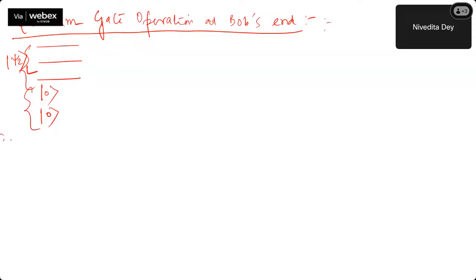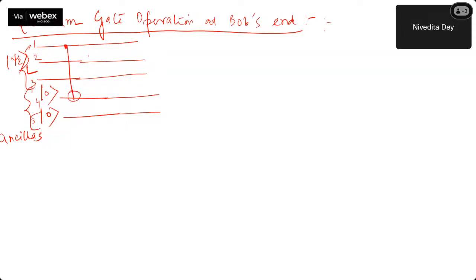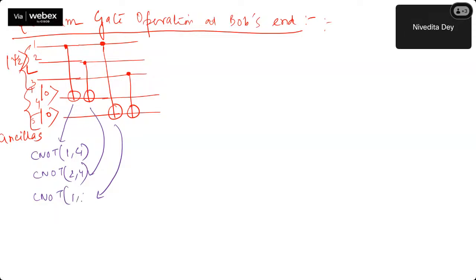And again, I am introducing 2 ancillas. Now see, it is qubits 1, 2, 3, 4, and 5. From 1 to 4, there will be a C naught. Then from 2 to 4, there will be a C naught. Then from 1 to 5, there will be a C naught, and from 3 to 5, another C naught. Let me write it down in some other color. So it is basically C naught 1 to 4, C naught 2 to 4, C naught 1 to 5, and C naught 3 to 5.